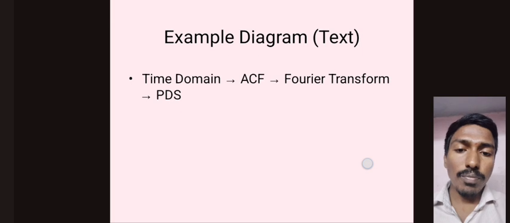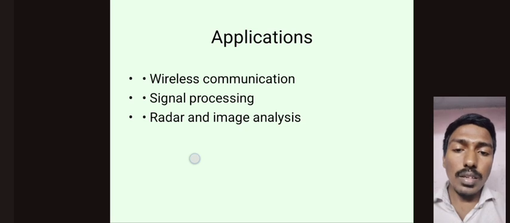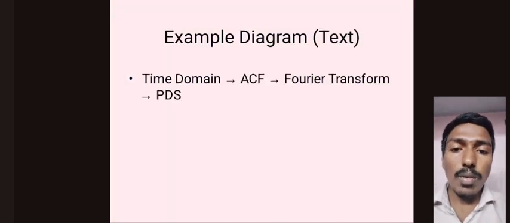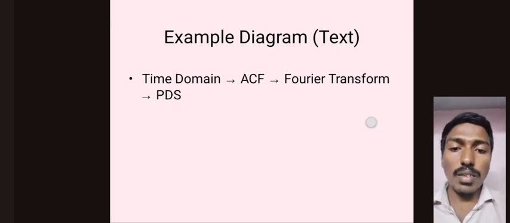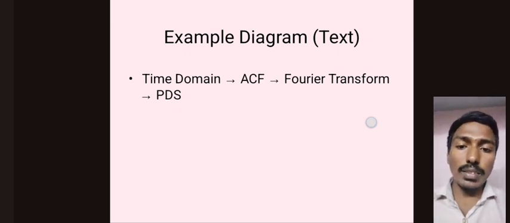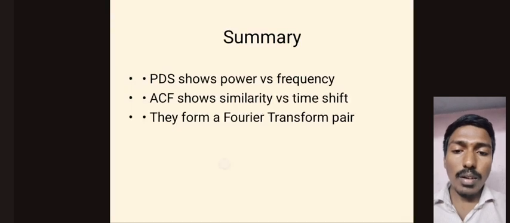Examples of applications are wireless communication, signal processing, radar and image analysis. In this example diagram, the time domain signal is converted into the autocorrelation function ACF. From this ACF, by Fourier transform, we get the PSD. So that's it. We came to the summary.